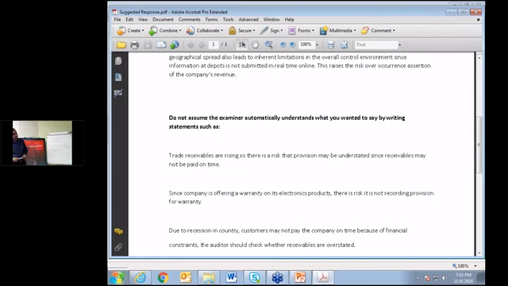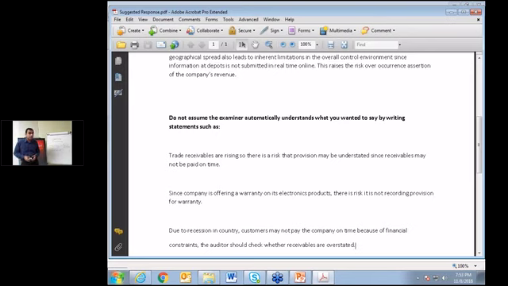Let's look at the second one. Since the company is offering a warranty on its electronics products, there is a risk it is not recording a provision for warranty. Now there could have been a much better way of explaining this. Yes, it's an electronics-based company, which is a good fact that has been pointed out by the candidate. But how does just selling electronics on a warranty actually result in not having or having a provision?